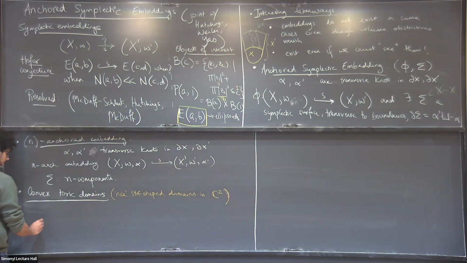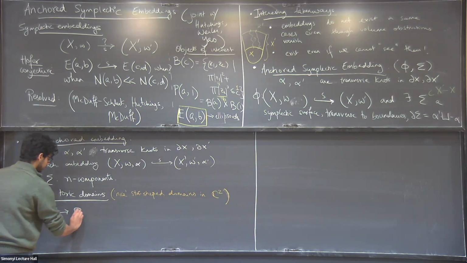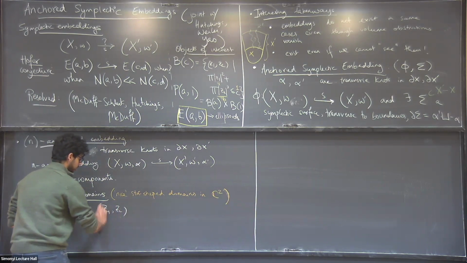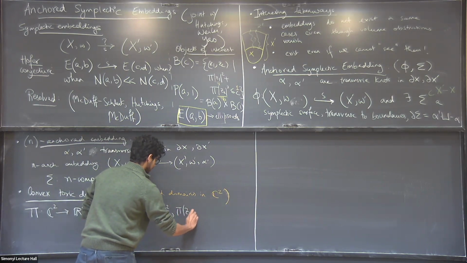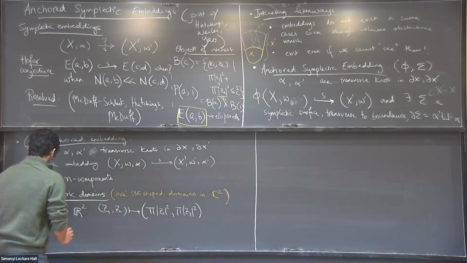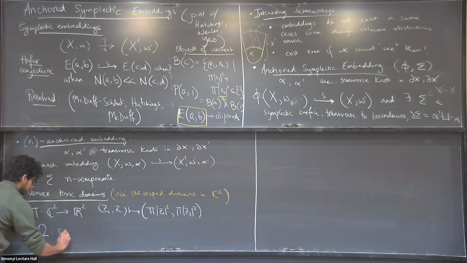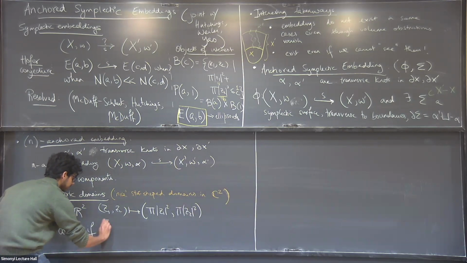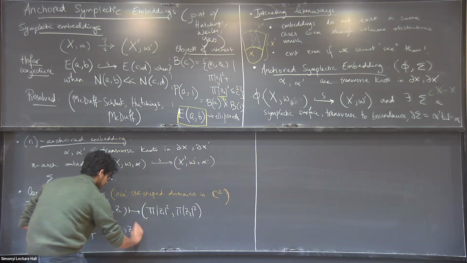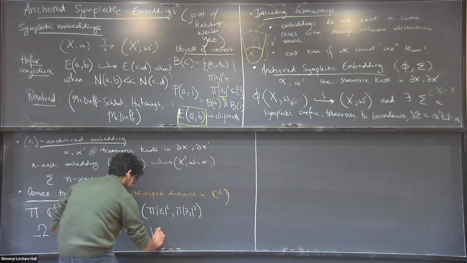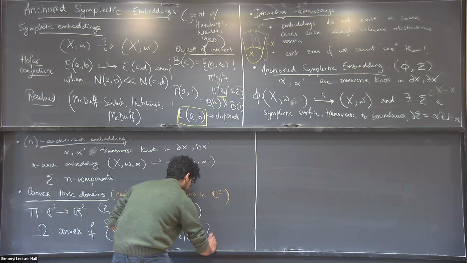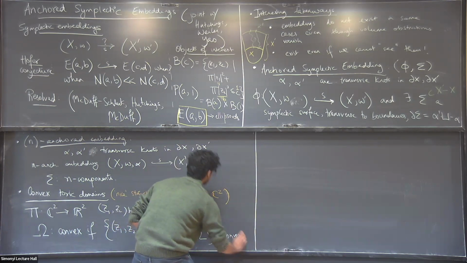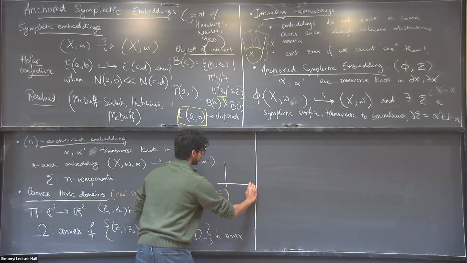And a convex toric domain is when we consider the moment map image from C2 to R2 that takes (z1, z2) to (π|z1|², π|z2|²). And then we say Ω is convex if the set of (x, y) in R² such that (x, y) belongs to Ω is convex.